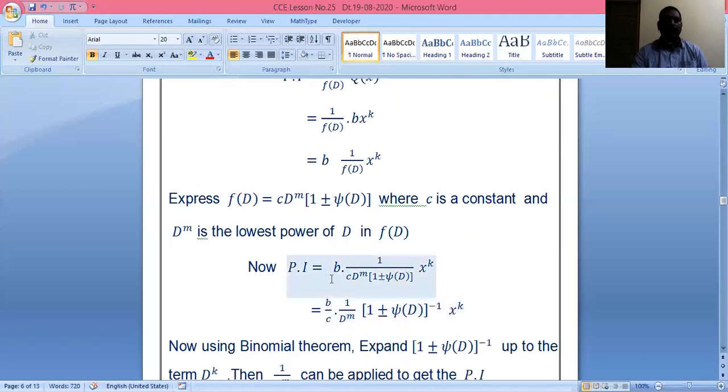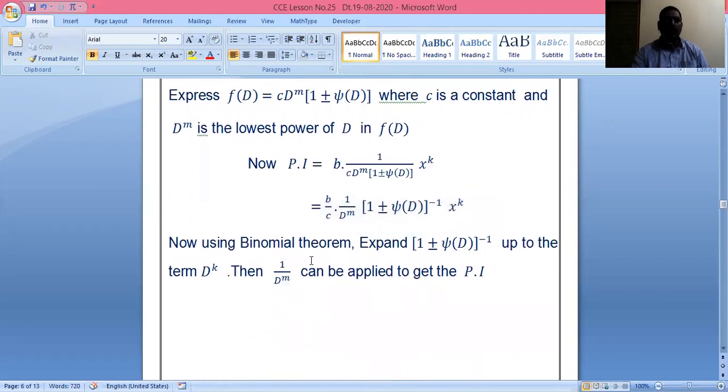Now PI is equal to b into 1 by c into D to the power m into 1 plus or minus psi of D into x to the power of k. That is equal to b by c into 1 by D to the power of m into 1 plus or minus psi of D to the power of minus 1 into x to the power of k. Now, using binomial theorem, expand 1 plus or minus psi of D to the power of minus 1 up to the term D to the power of k. Then 1 by D to the power of m can be applied to get the PI.